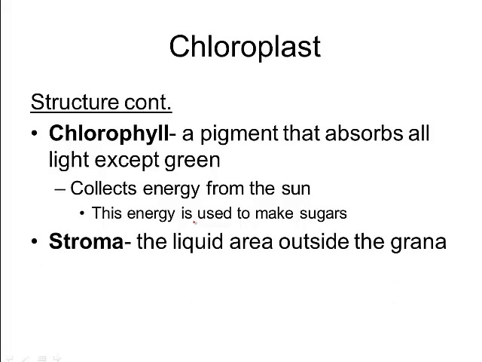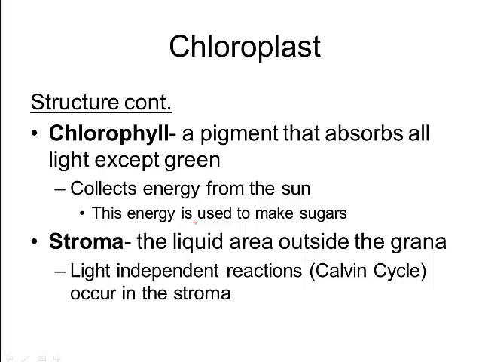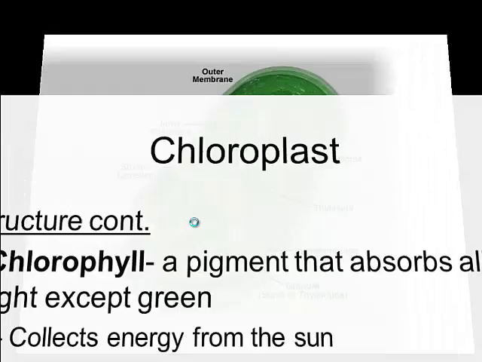The stroma is the liquid area that is outside of the grana. And this is where a set of reactions called the light-independent reactions, also known as the Calvin cycle, are going to occur. So this means that they do not require light to happen. It doesn't mean that they have to happen in the dark. It just means that they happen after the light reactions happen. So after we get the energy from the sunlight, then the second part of the whole process happens, which is the light-independent reactions, the Calvin cycle.